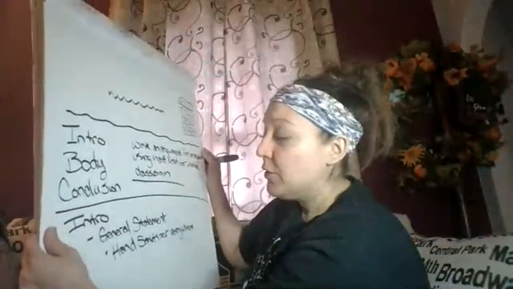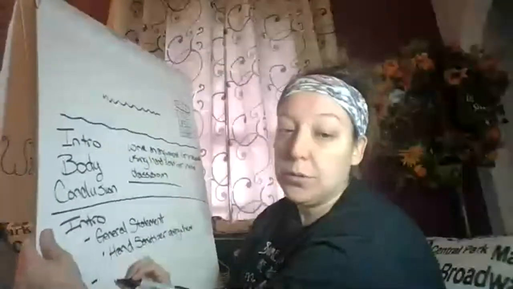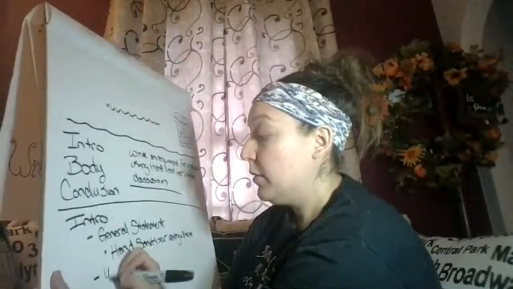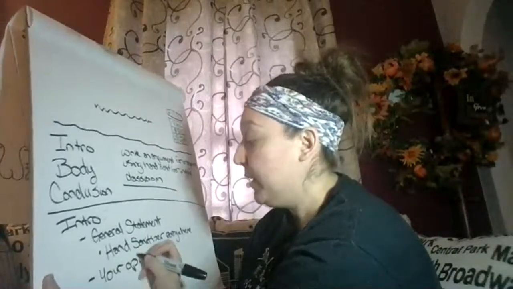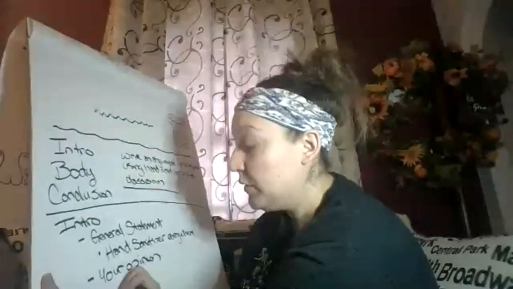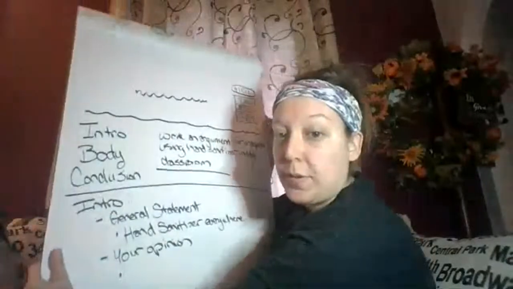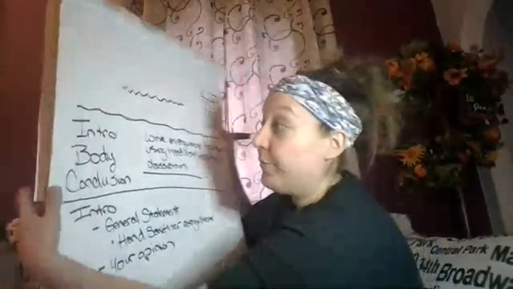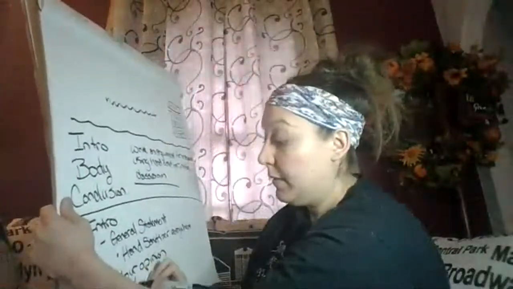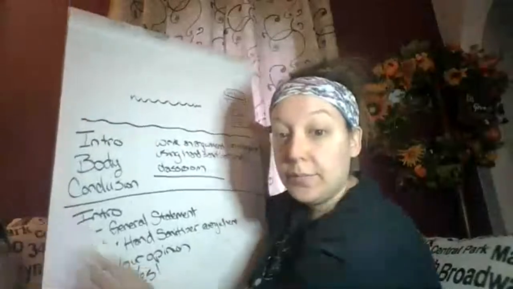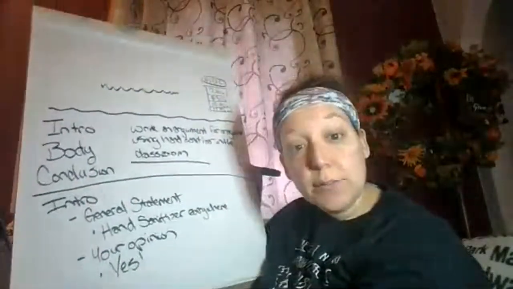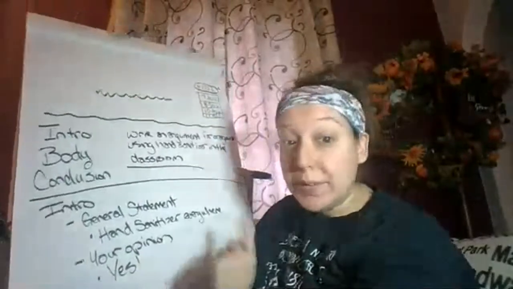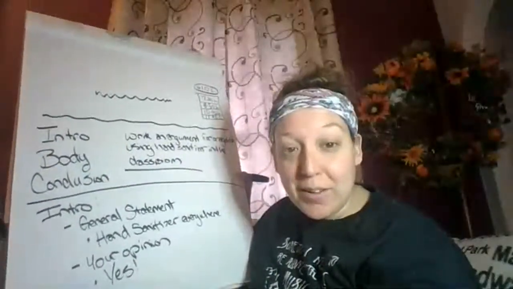After you give me your general statement, the next thing you need to do in the next couple of sentences is start talking to me about your opinion. What's your opinion, right? So I've got my general statement, hand sanitizer everywhere. My opinion, yes, I think we should have hand sanitizer in classrooms. One whole word. I put an exclamation mark because I'm excited about it, because I think it's absolutely imperative.